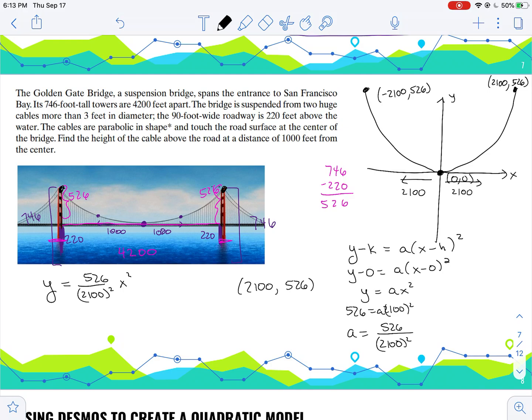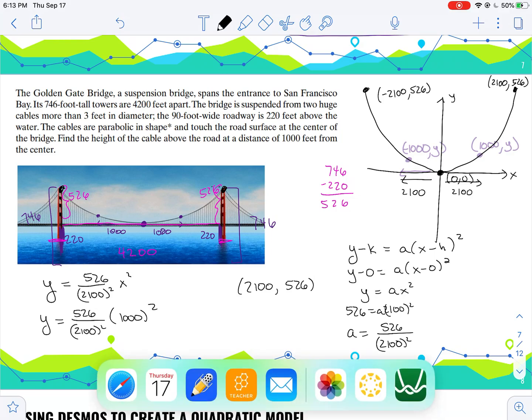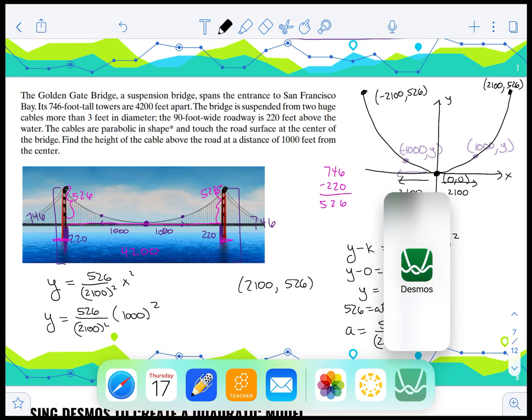Now they're asking, find the height of the cable if I go out 1,000 feet. So if I go out 1,000 feet instead of 2,100 feet, then this would be the point negative 1,000, y, and this would be the point 1,000, y. So I'm trying to figure out the y if the x value is 1,000. So I'm going to plug in 1,000 for x. So y is going to equal 526 over 2,100 squared times 1,000 squared.